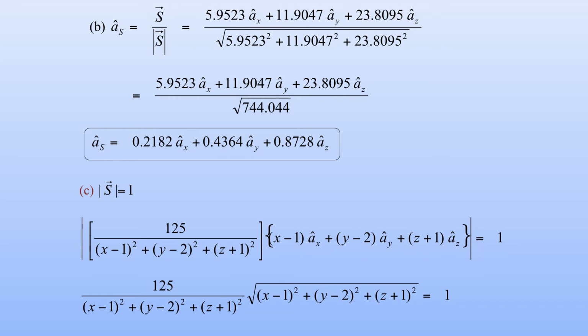So on the left hand side, the magnitude can be obtained as the square root of the sum of the squares of x component, y component and z component of the vector. So this particular part is getting simplified as 125 upon (x minus 1) square plus (y minus 2) square plus (z plus 1) square in the denominator, multiplied by square root of (x minus 1) square plus (y minus 2) square plus (z plus 1) square, and equal to 1.